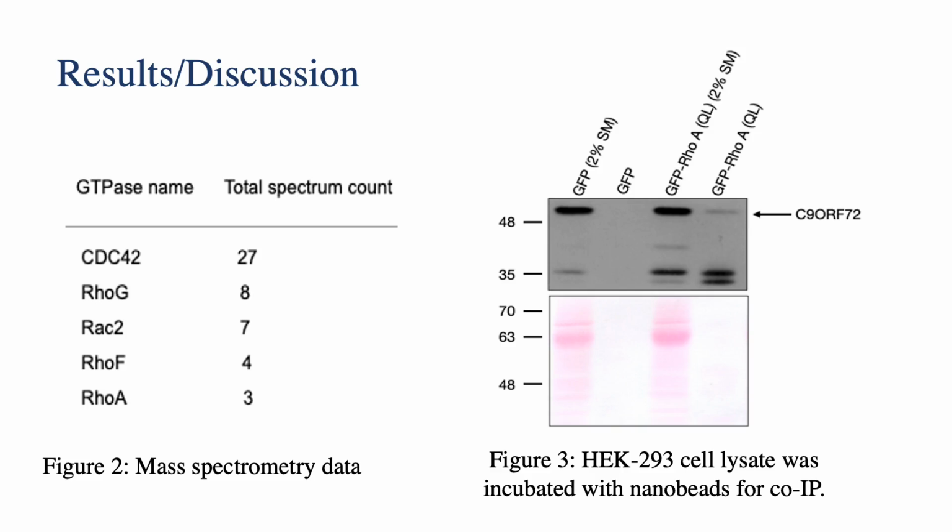So if you look at figure 2, it shows all the hits that we got from mass spectrometry, which is a lot of small Rho GTPases. We further took those hits and ran co-immunoprecipitation. So if we look at the last column of this immunoblot, where it says GFP RhoA with an arrow, it shows a weak but a very specific interaction between RhoA and C9, which makes a lot of sense if we look at the background function of RhoA.